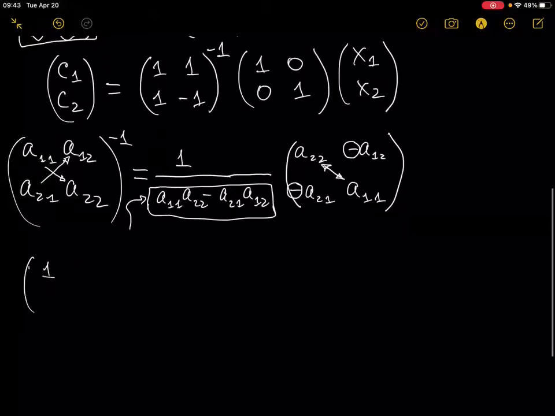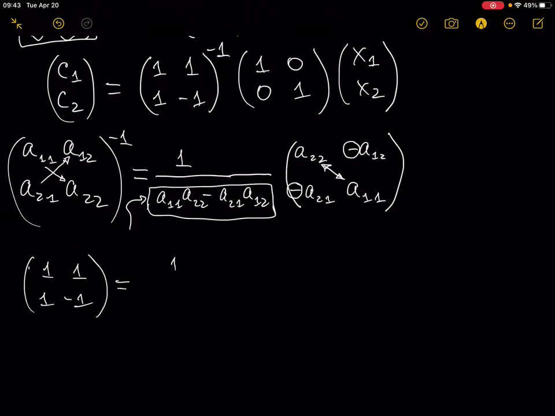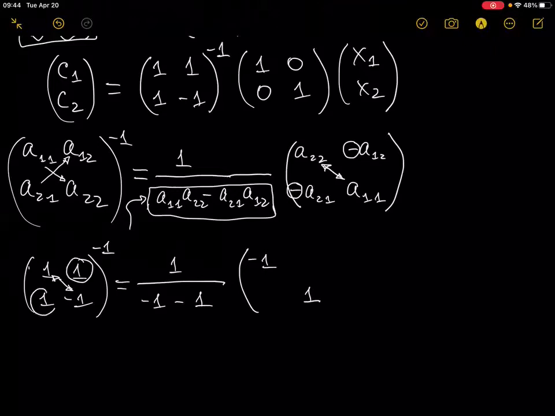Okay, 1, 1, 1, negative 1. Could you tell me what it will be? Negative 1 minus 1, right? Right or not? Right. Okay, and what will be here? Negative 1. 1, right? Switching elements on the main diagonal. Oh, sorry, yeah, of course, negative 1 inverse. And changing the sign of the off-diagonal elements, right?